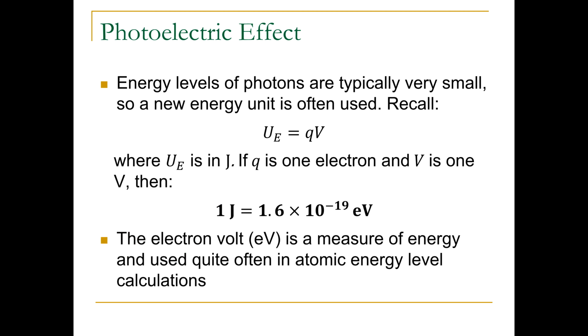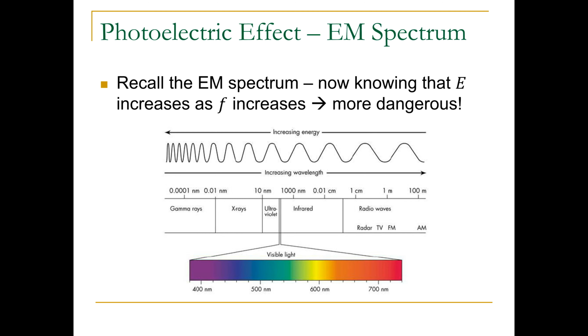So recall that the electric potential energy is equal to charge times voltage, or charge times electric potential. 1 electron volt of energy is equivalent to 1.6 times 10 to the negative 19th joules. This new unit for energy is more convenient when we're talking about the energy of individual photons or electrons. Also remember that higher frequencies have higher energies, which is one reason why X-rays and gamma rays can be so dangerous. In this diagram, by the way, the left side has higher frequencies and energies.